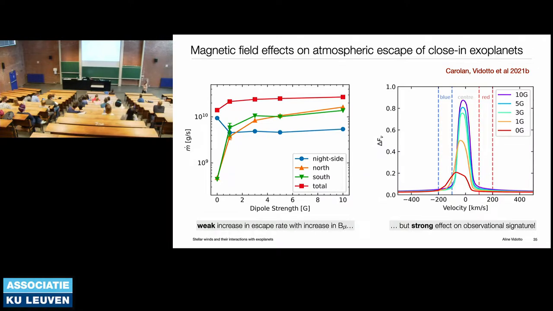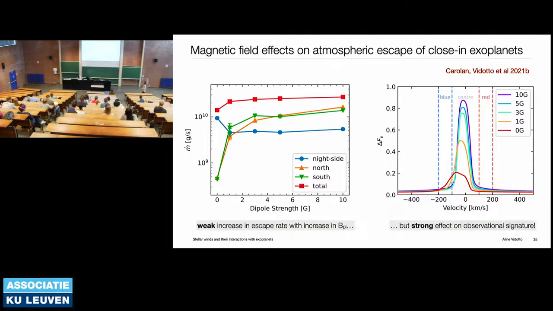But anyway, one thing we did was compute the evaporation rate for this planet as the dipolar field strength is increased. And if you just focus on the total amount of escape, you see that you are increasing the escape as you increase the magnetic field of the planet. Now, it's not a huge increase, so there is a weak increase in escape rates with the increasing magnetic field of the planet. But what was more important is that the dynamics of the system changes, and you end up affecting quite significantly the observational signature.